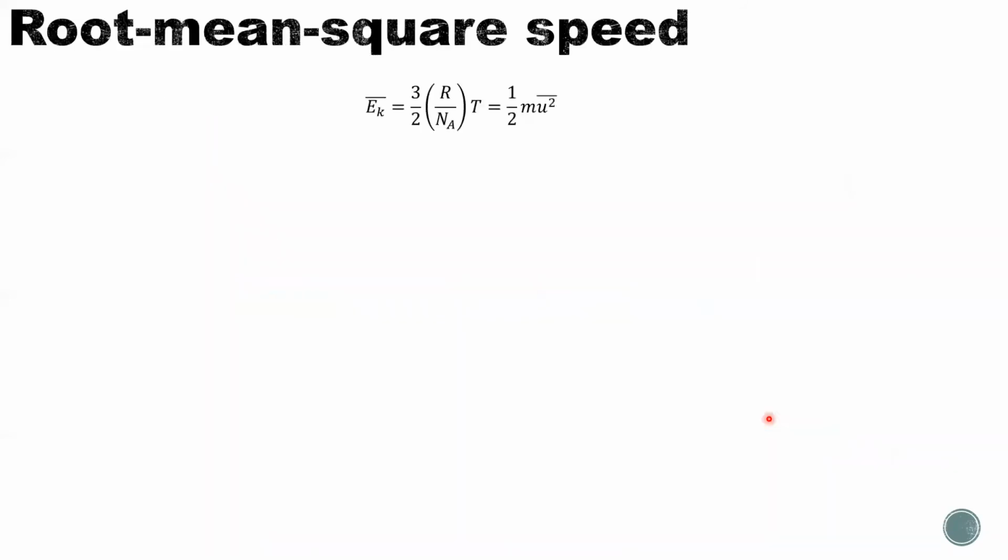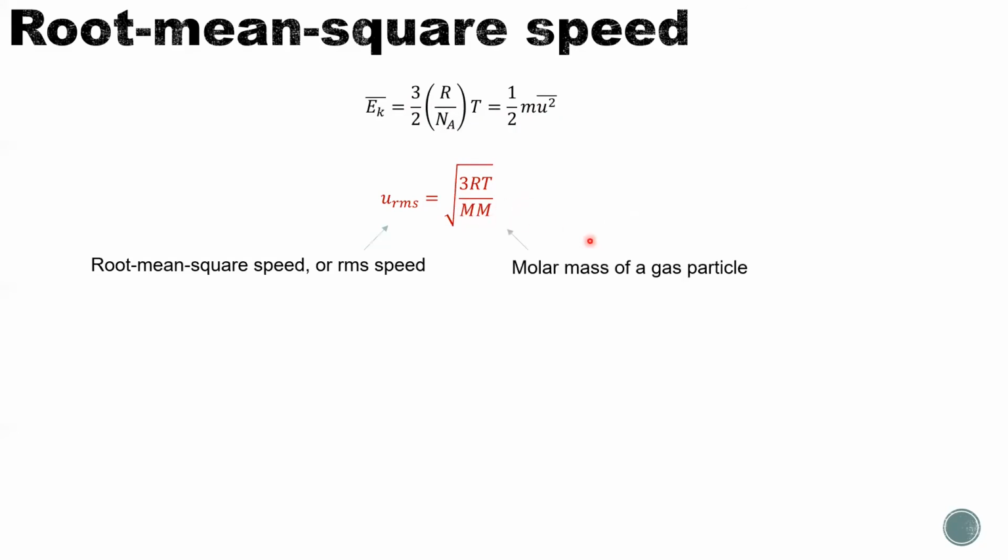Finally, we would like to talk about root mean square speed. We mentioned that there are two ways to express average kinetic energy. If we link them together, we can get U, we call that U_rms, root mean square speed. Root mean square speed equals the square root of 3RT over molecular mass, the molecular mass of a gas particle.